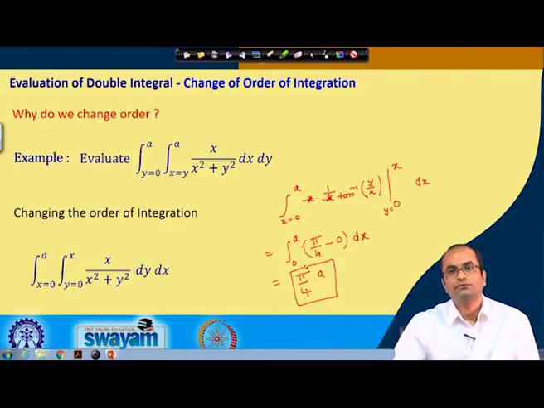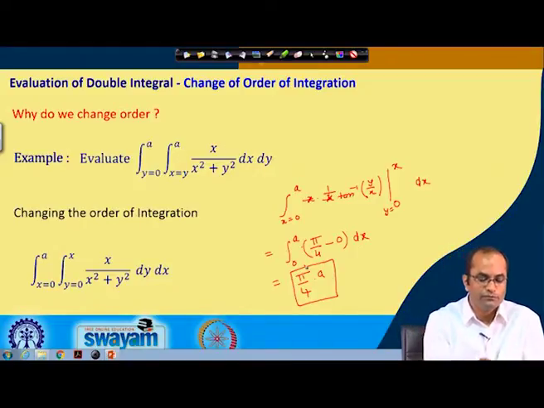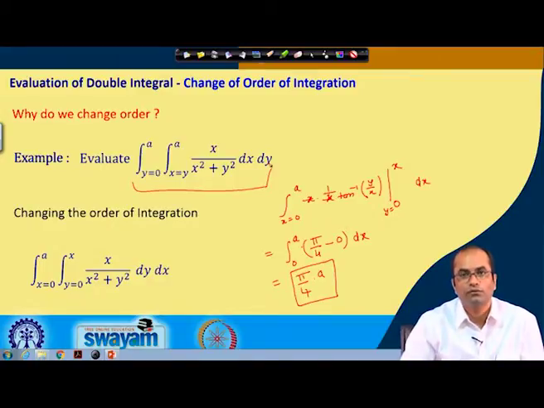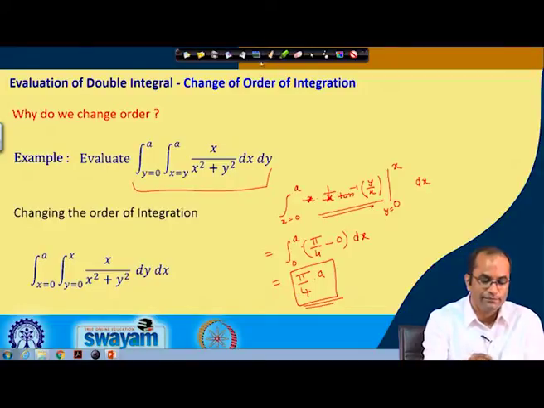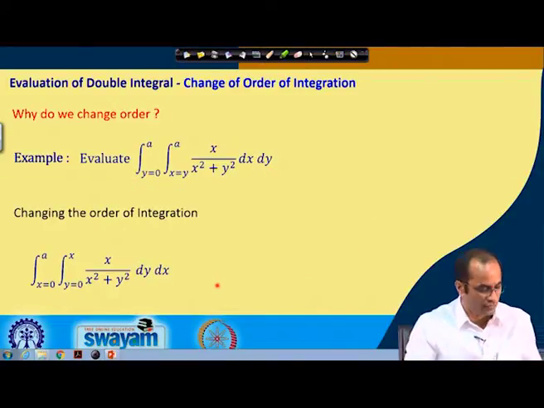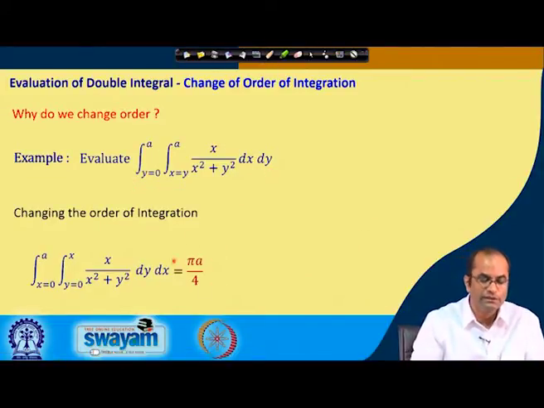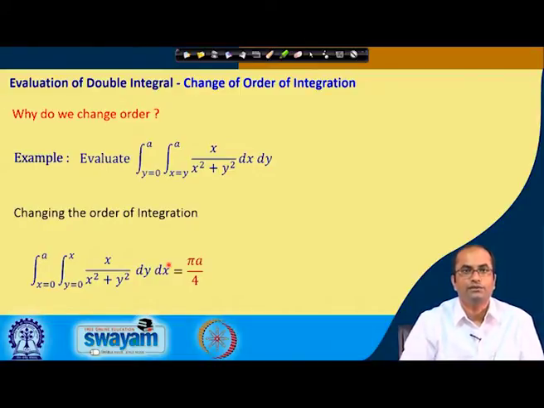So, this change of order was very useful. If we had not changed the order of integration, the direct integral was difficult to compute, but just by changing the order of integration, it has become trivial, and we got the value as pi by 4 a. So, the value of this integral is pi by 4 into a.